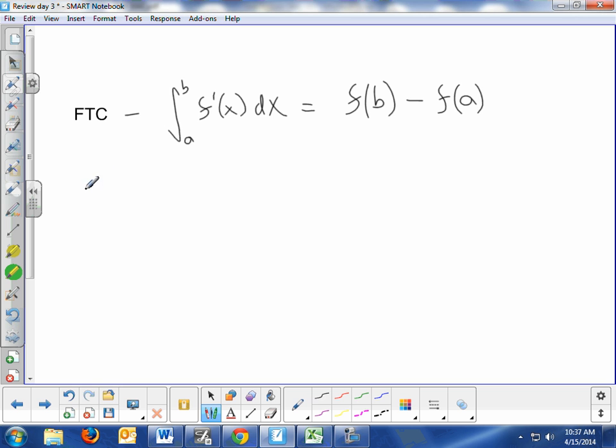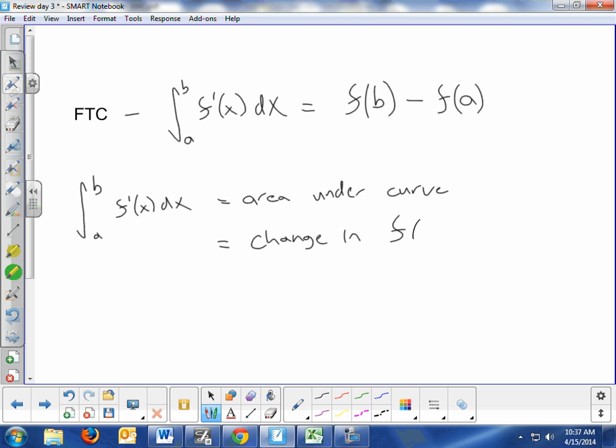So what started out as meaning just area under the curve turns out to also mean the change in my antiderivative function. So we have two meanings to that notation, integral from a to b. Not just area, but also the change.